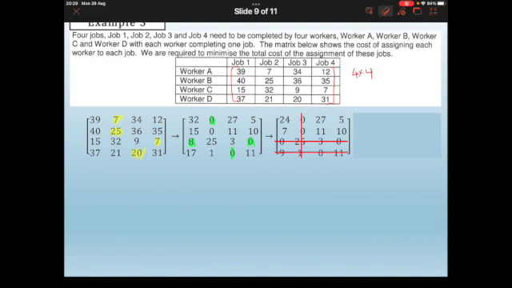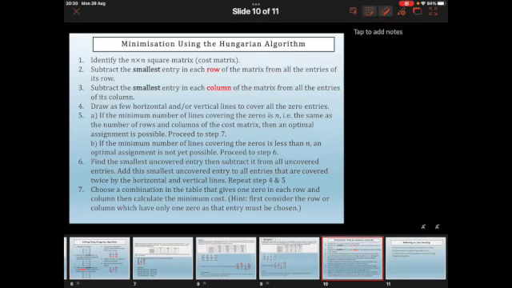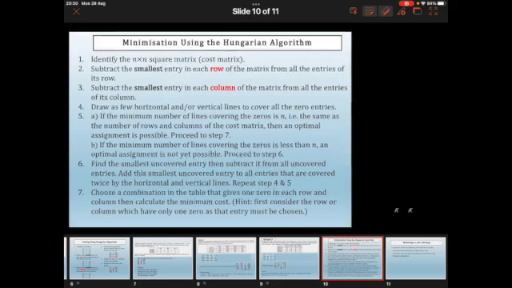Alright, now what's the issue here? The issue is now we have only 3 lines. We don't have 4 lines. Alright, so what do we need to do? Let's have a look at your Hungarian algorithm, and go back and have a look at the process of minimization.